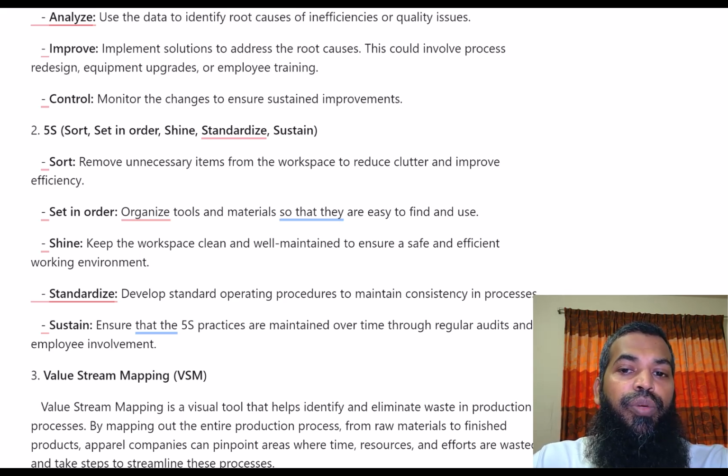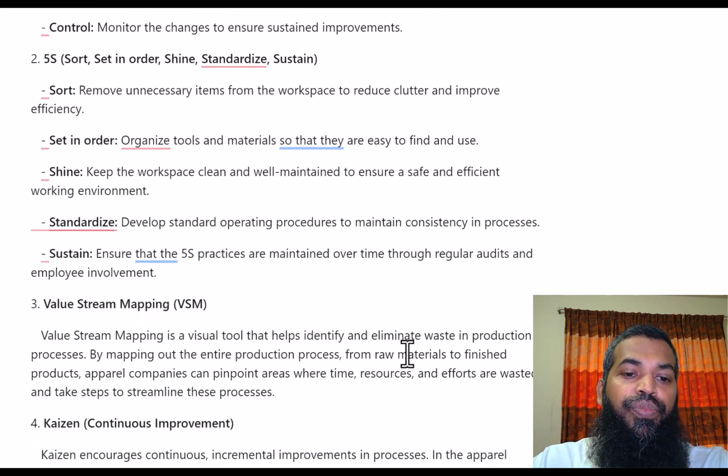Then shine: we must clean up and keep things well maintained to ensure a safe and efficient working environment. Then standardize: develop a standard operating procedure to maintain consistency in the processes. And last, sustain: ensure that 5S practices are maintained over time through regular audits and employee involvement. Yes, we must involve the employees.